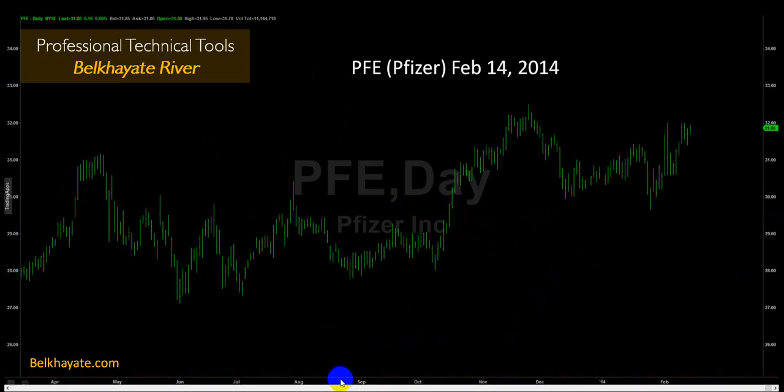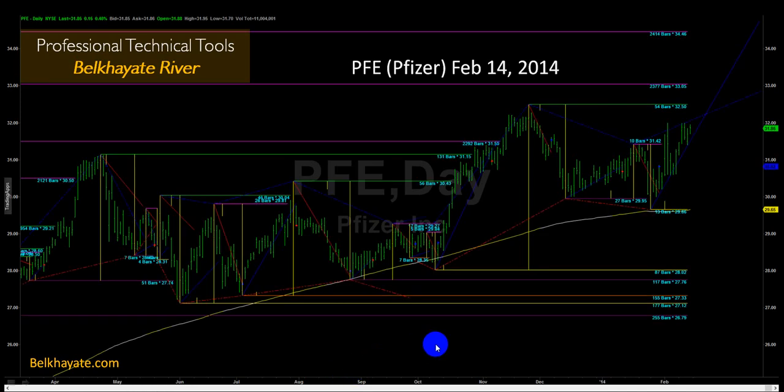We're going to be using the professional technical tool, Belkayat.river. As you see right here, this is actually a daily chart of the PFE. It's approximately 1 year. So let's apply the indicator right now. Before we go too deeply into this, we want to note that we have several key markings along this.